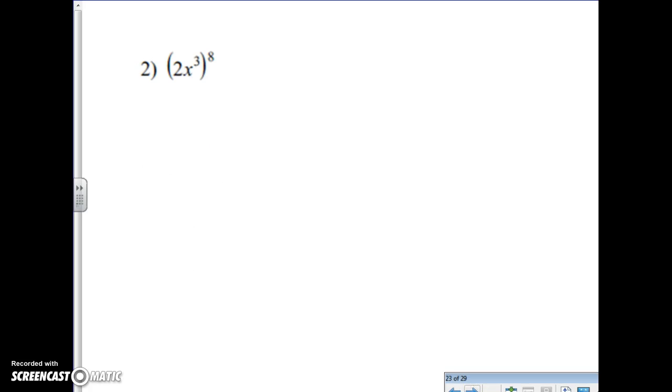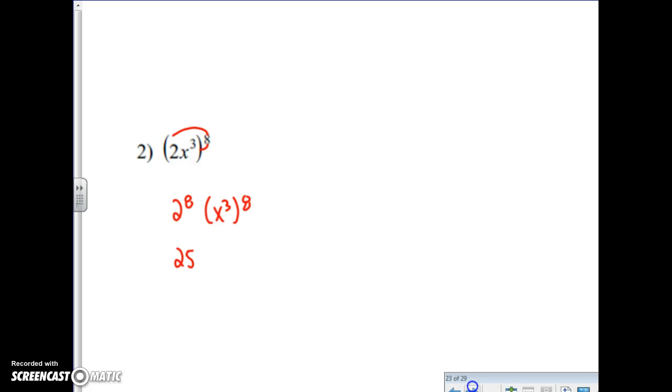So let's look at this one. Same basic idea. I'm taking both of these to the 8th power. So I'm taking 2 to the 8th and then x cubed to the 8th power. So 2 to the 8th is the same thing as 256. And then I'm just taking x to the 3rd to the 8th, so I'm multiplying those. So I get 256x to the 24th power.